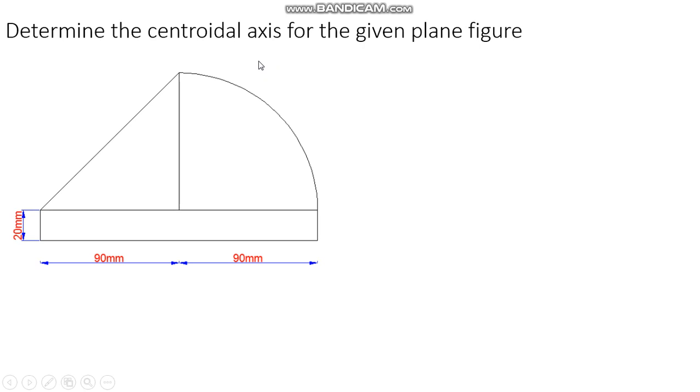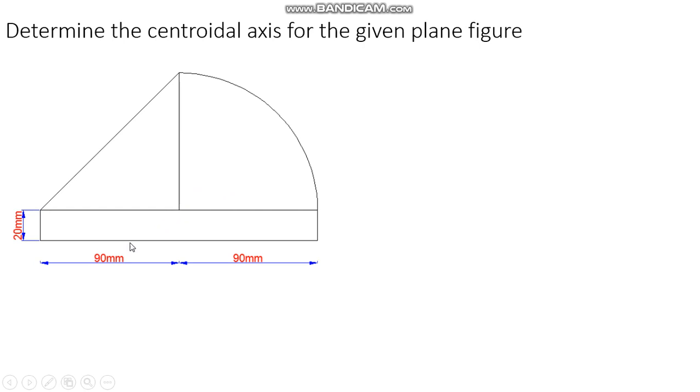Hello students, so we'll take up the third problem. In this problem it is not asked to calculate the centroid, it is asked to determine the centroidal axis. So before finding the centroidal axis you have to find out the centroid of the given figure. First thing is, this is the given figure.